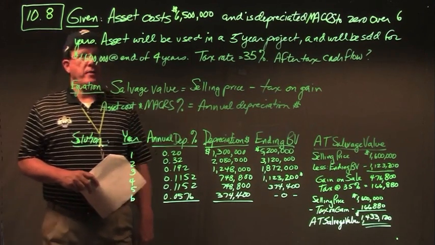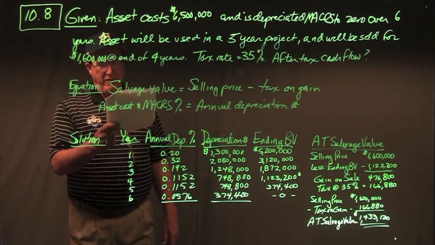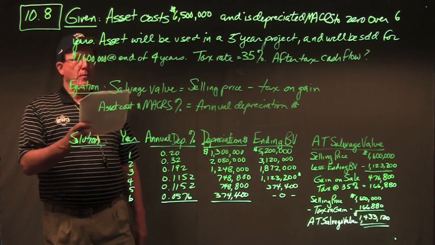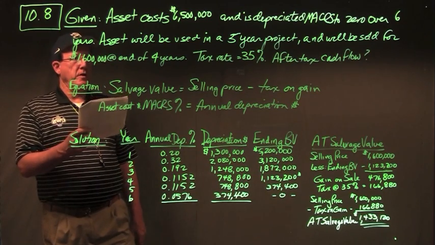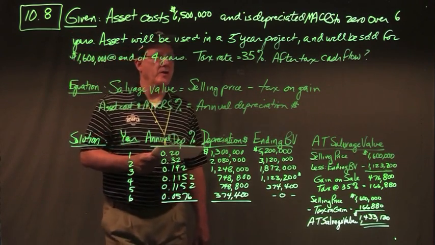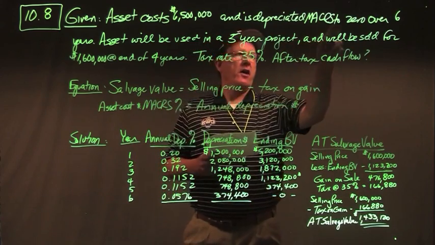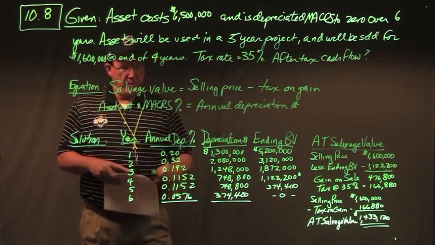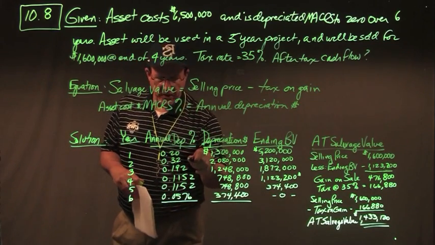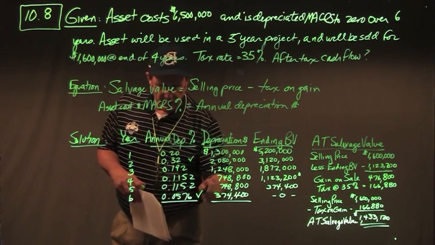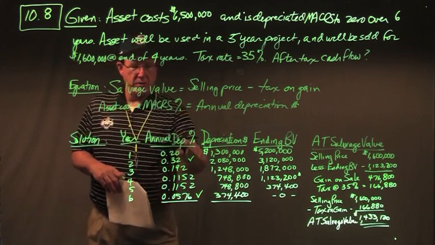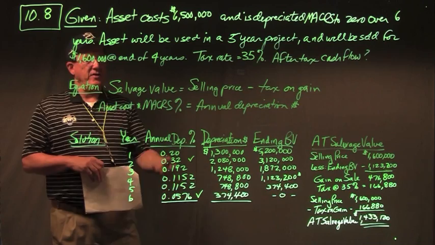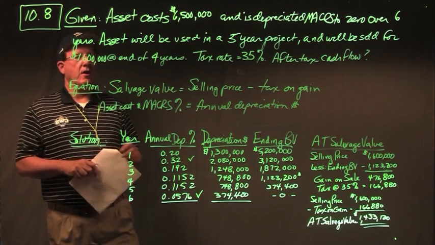In problem 10.8, we have an asset costing $6.5 million. We're going to sell it for $1.6 million in 4 years. We're using this asset in a 5-year project, which means in MACRS terms it goes down to 0 over 6 years. And we get a little bit of a bonus in depreciation in year 2 and in year 6 over straight line, which would just be 20%, 20%, 20% over 5 years. So we get a 6th year and we get a big boost in the 2nd year.